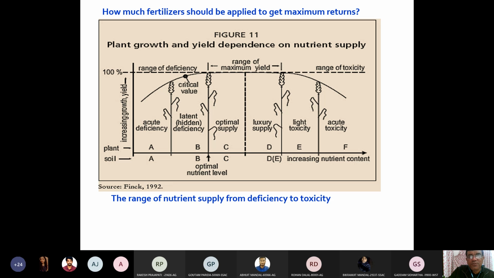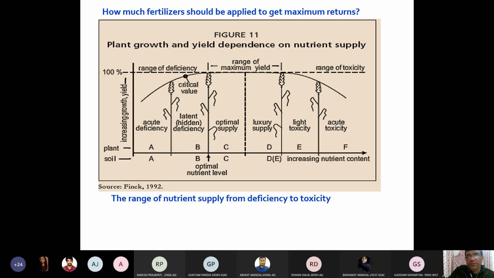So in case of certain nutrients, you get the luxury consumption. In luxury consumption for certain nutrients, there may not be any toxicity, but it is accumulated more than what is required by the plant. Therefore, it is luxury consumption. It is observed in case of potassium.